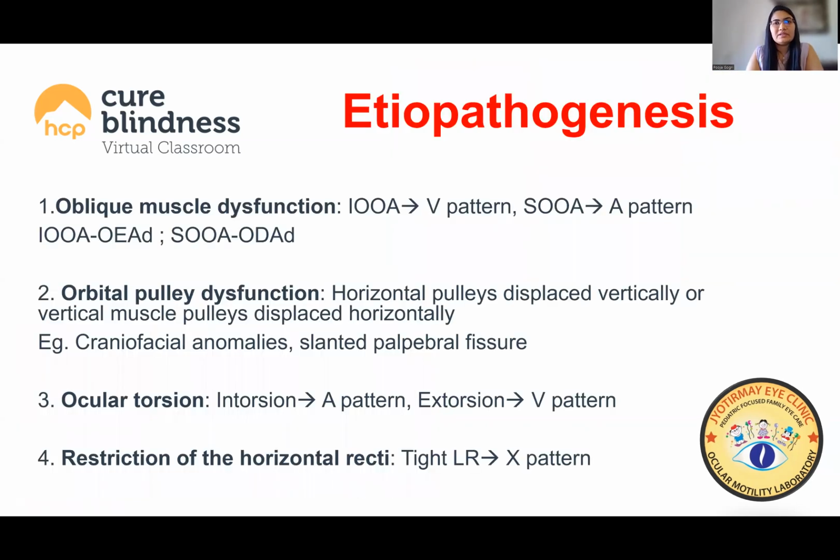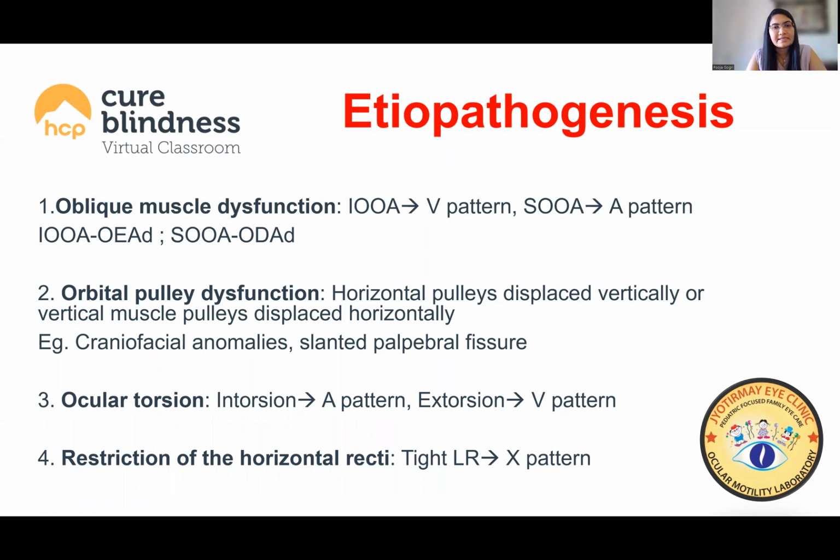So etiopathogenesis of this is based on multiple factors. The first being oblique muscle dysfunction. So it was earlier known that inferior oblique overactions are more associated with V pattern and superior oblique overactions are associated with A pattern. But instead of inferior oblique overaction, we will call it over elevation in adduction and over depression in adduction for superior oblique overaction.